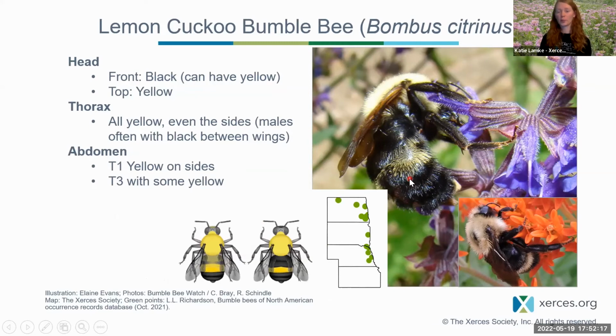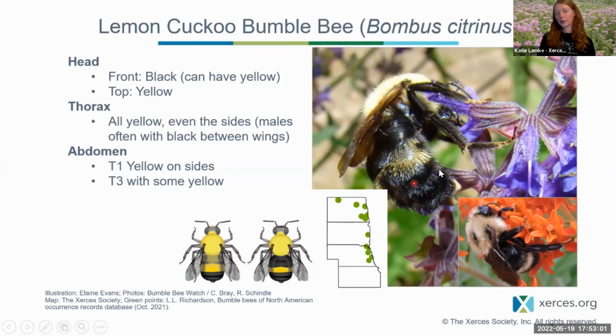Next, we have the cuckoo bumblebees. I've only put a couple of cuckoo bumblebees in there because most of them have not been seen since the early 2000s. But the lemon cuckoo bumblebee, or Bombus, is one that you could come across. The front of its face is black, but it can also have yellow. The top of its head is yellow, like you see here. The thorax is usually all yellow, even the sides. And the abdomen can have some yellow on T1, like you see this little patch here on the side of its abdomen. And then T3 can also have some sporadic yellow coloration going on.